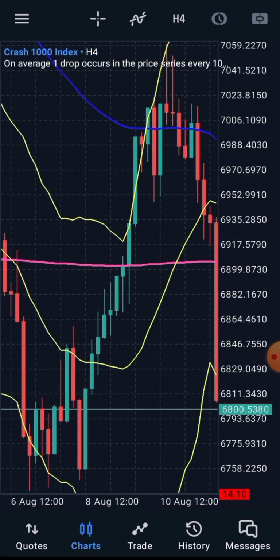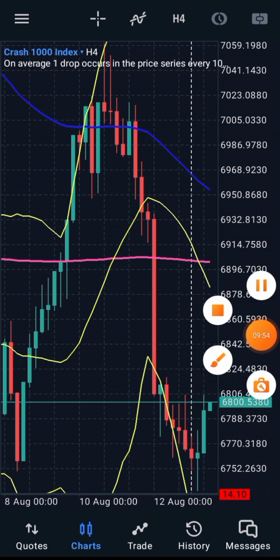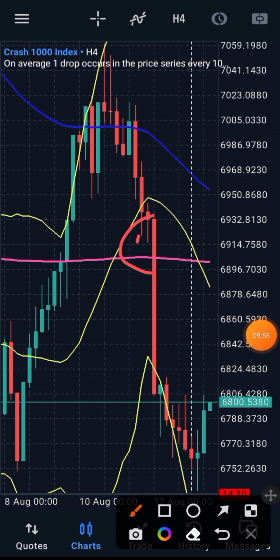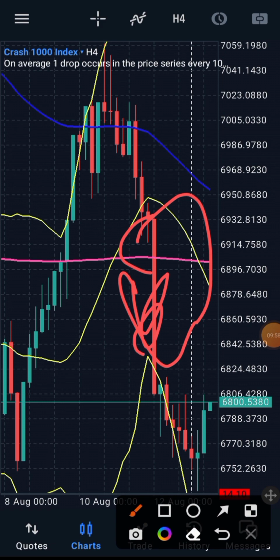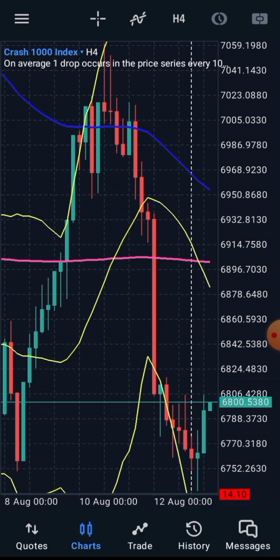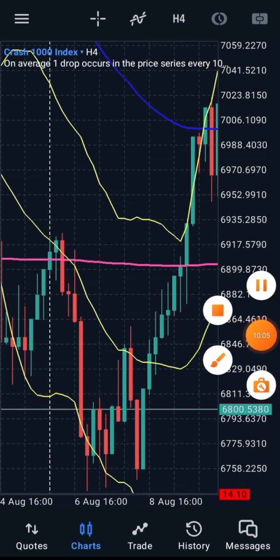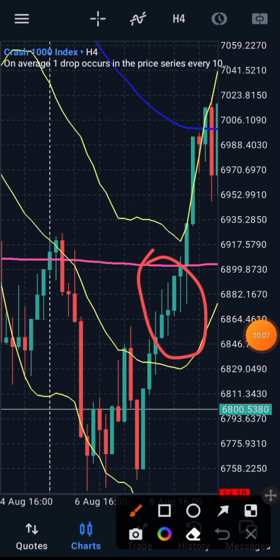If the market is below this, please do not buy that crash. Do not buy the crash. You have to see this happening before you think of buying crash. So if you don't see that, just leave the market.